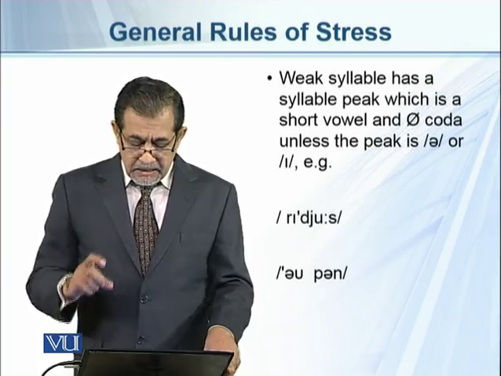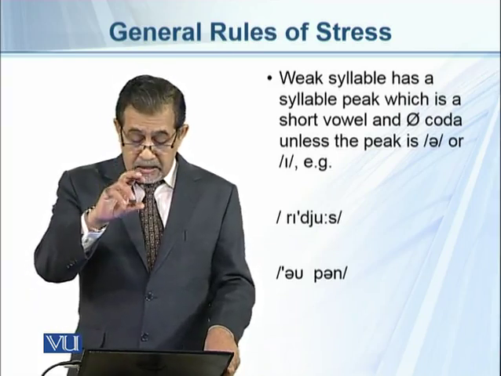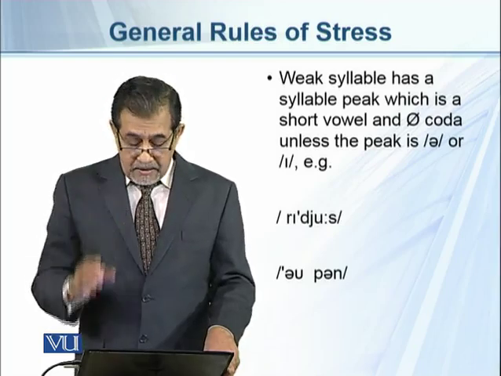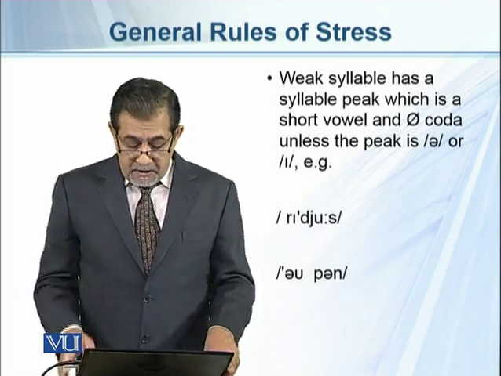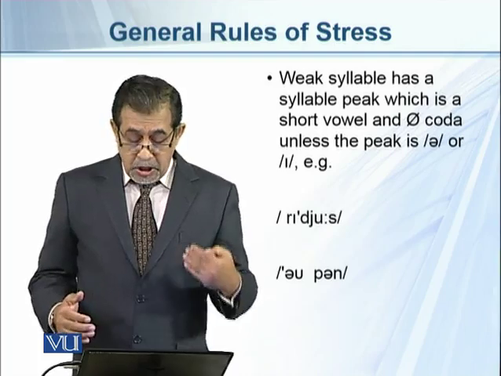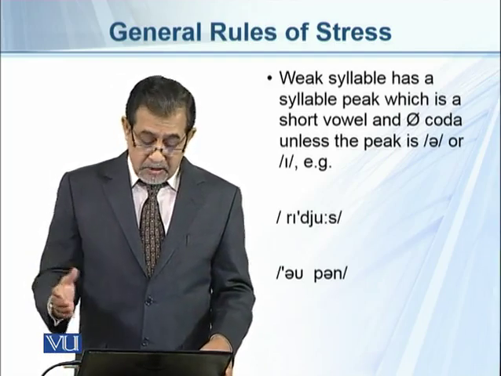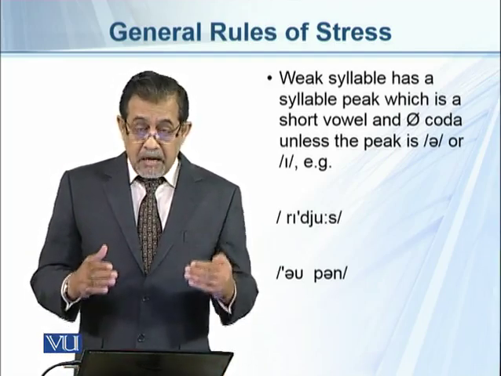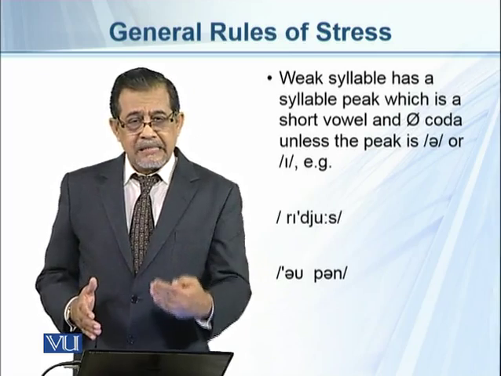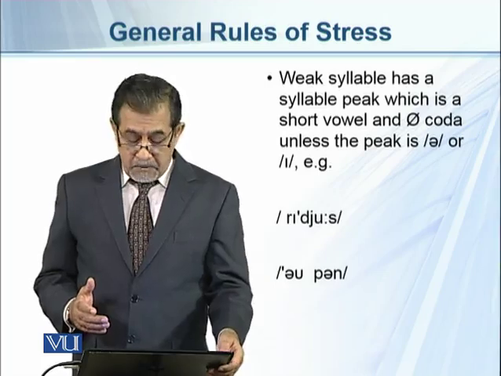So a weak syllable has a syllable peak, which is a short vowel and zero coda, unless the peak is schwa or a. Reduce, open. If you look at this, the second word has a long vowel, u, right? Deuce, reduce, and so it is stressed. Whereas in the second word, open, the stress is given to the first syllable because the second syllable has a short schwa and is a weak syllable.